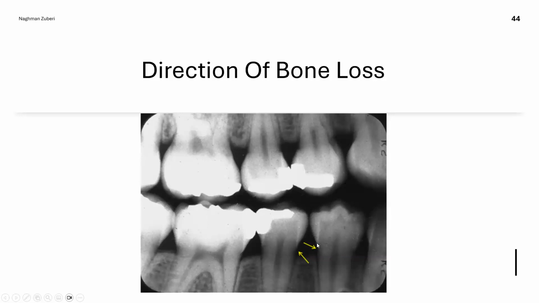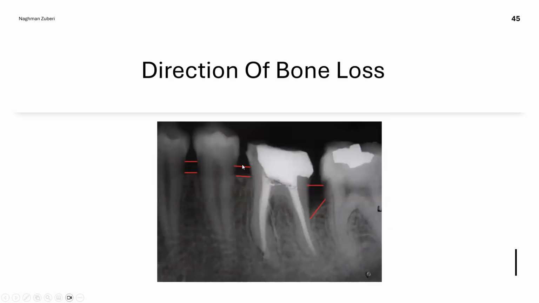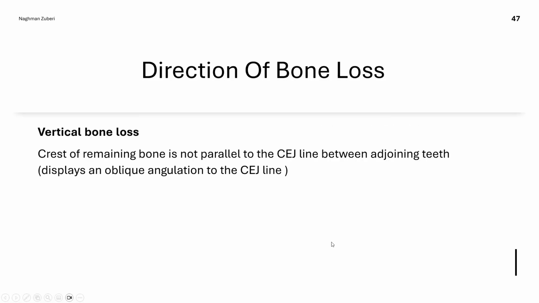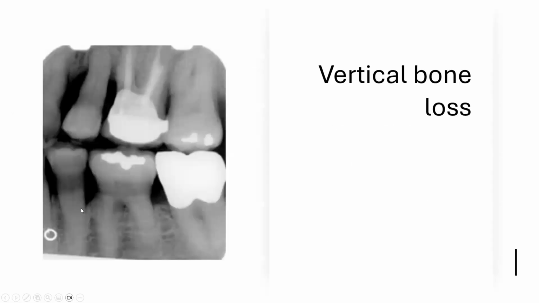As I told you about the two adjacent cemento-enamel junctions, we assume a line joining them, and then we compare whether bone loss is there or not, and whether it is parallel to that line or at an angulation to that line. If it is parallel to that line, we call it horizontal bone loss. If it is at an angulation to that line, then we call it vertical bone loss or angular bone loss. This is the horizontal bone loss. And here we can see the angular or vertical bone loss.